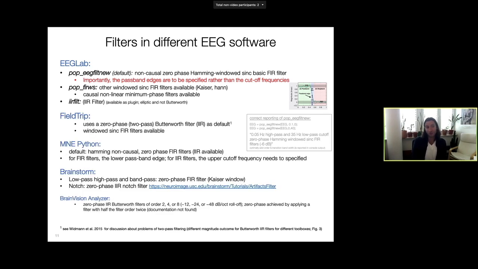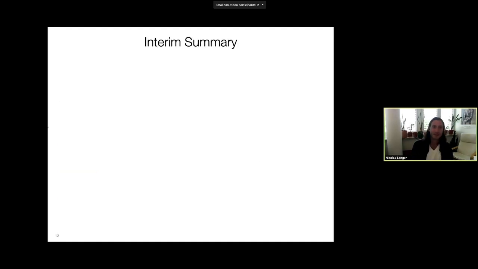And then let's have a short look at the other EEG toolboxes. All of them are using a zero-phase filter, and most of them are using a FIR filter. So if you're interested in this, you can take a look later on. So let's get to the interim summary.